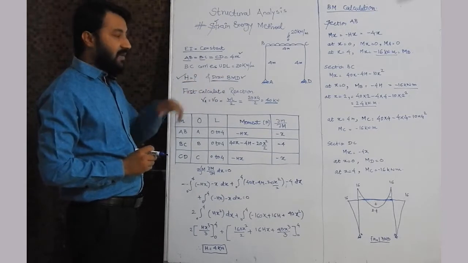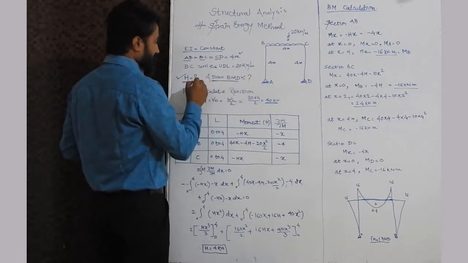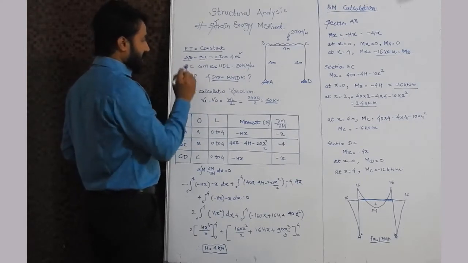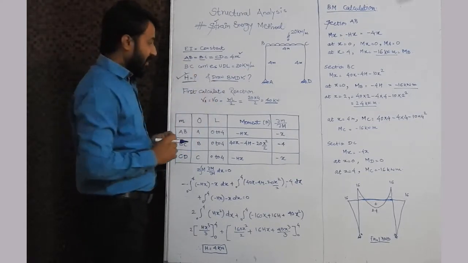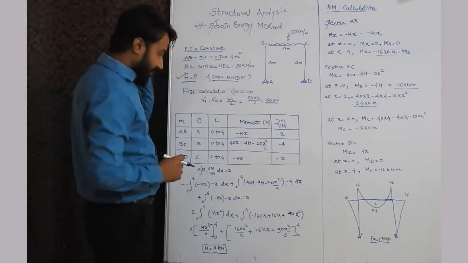So we have to calculate the bending moment. Two things are asked in the question. We will calculate the horizontal thrust first, and then we will calculate the bending moment, over which we will draw the bending moment diagram.